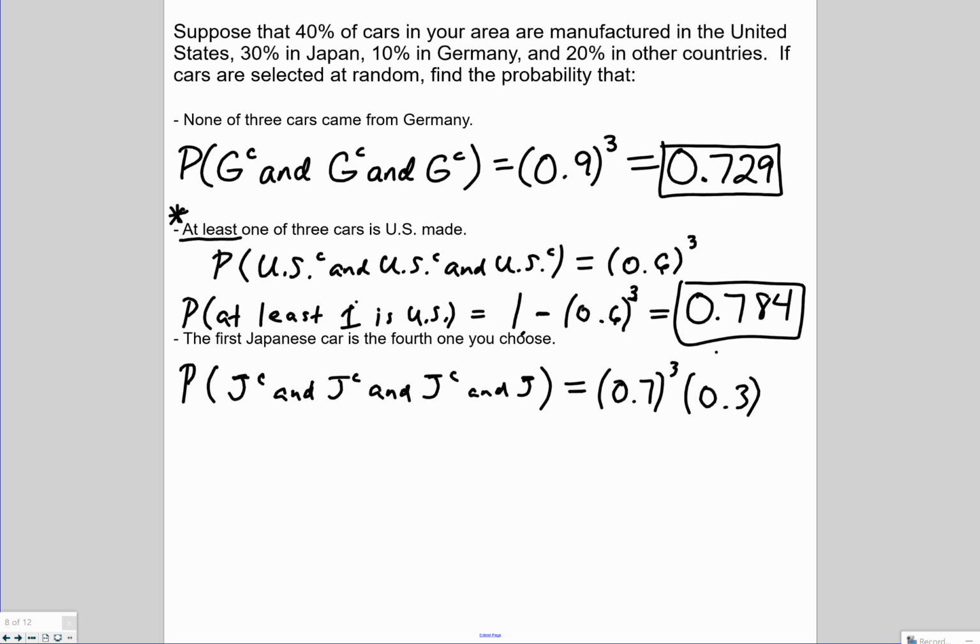0.3. Why didn't you do the first one 4 times, not 3? Good question. So the first one that's Japanese is the fourth one. So it was not Japanese, not Japanese, not Japanese, then Japanese. So that's why I only did 3 not, and then 1 that is, because the fourth one is. I'm doing it 3 times: 1, 2, 3, and then it's Japanese. So this is not Japanese, not Japanese, not Japanese, Japanese. So what's 0.7 cubed times 0.3?